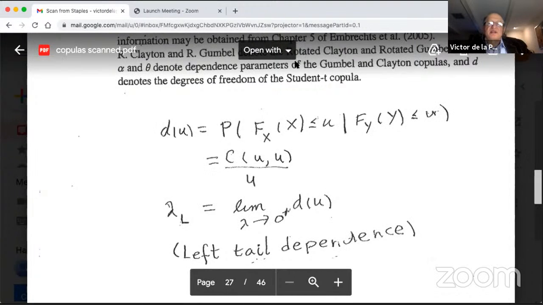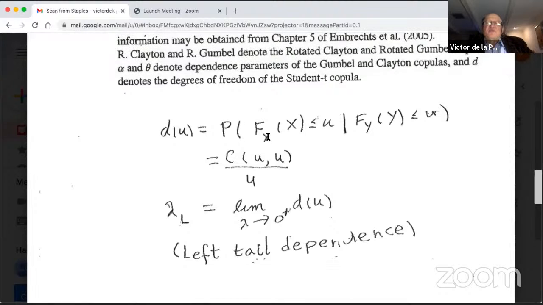So this is the left tail dependence. It's the probability that the joint distribution function of x is less than u, given that the joint distribution function of y is less than or equal to u. The left tail dependence is the limit as u tends to 0. The right tail dependence would be the reverse.